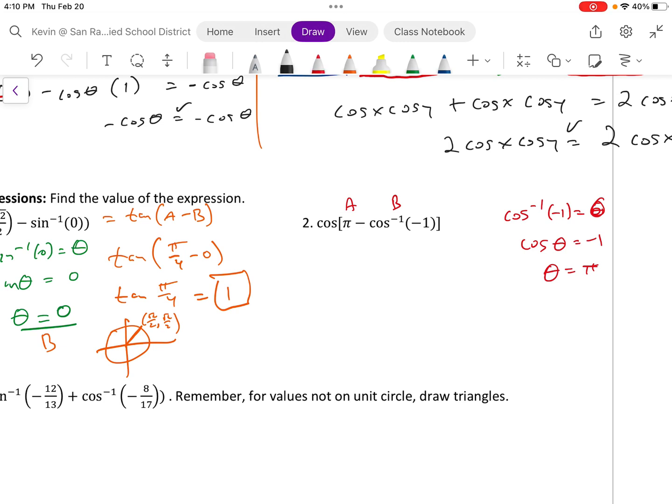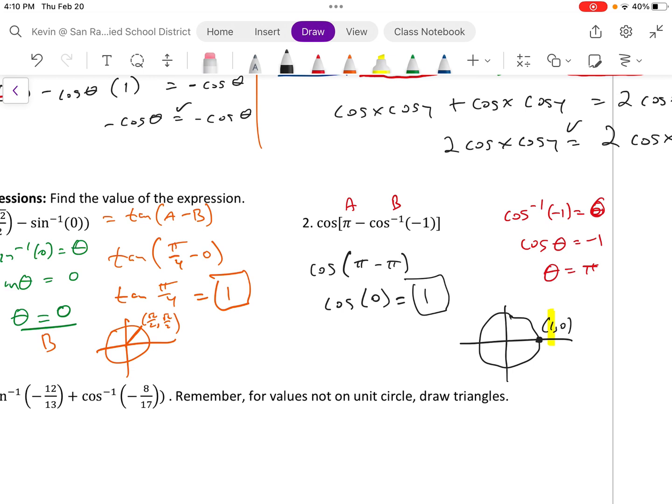So we write this equation as cosine of pi minus pi. Pi minus pi is 0. The cosine of a 0 angle is this, so the cosine of 0 is 1.